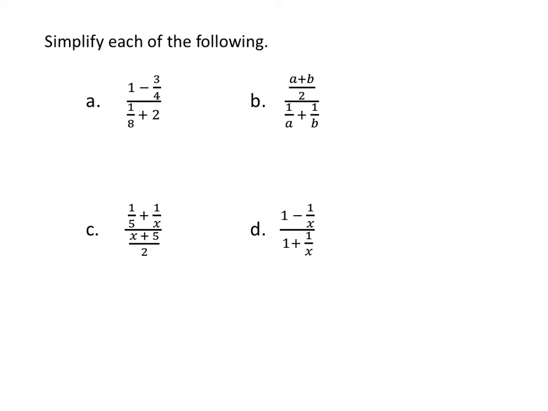We have a math problem in the numerator. Then we have a math problem in the denominator. Then we have the numerator over the denominator. So the first math problem we have to do is 1 minus 3/4. Well, 1 is 4/4. So 4/4 minus 3/4 is 1/4. So that's 1/4 over the denominator.